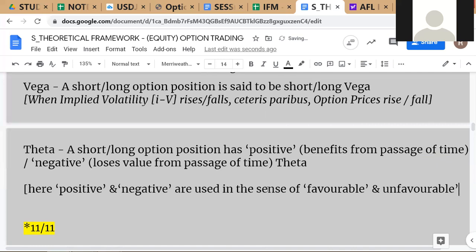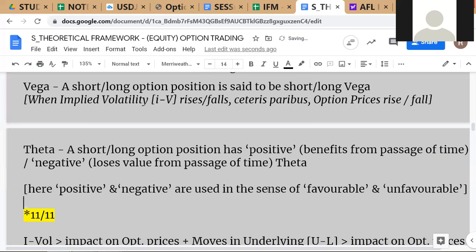Okay, is this clear, Shaurya? Yes, sir. Okay, so that's what we mean here. Yeah, anything else? So this is clear? Yeah. So a short option position would always have a positive, favorable impact from theta, because if nothing changes, the option will lose value and that will show up as a profit for you. Okay, sir. Yeah, anybody else has any other question?